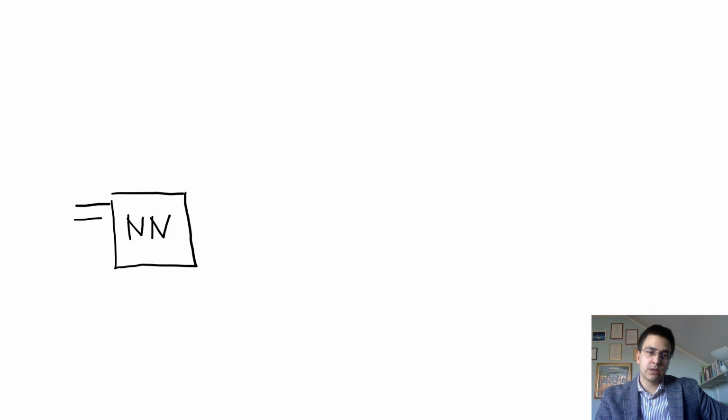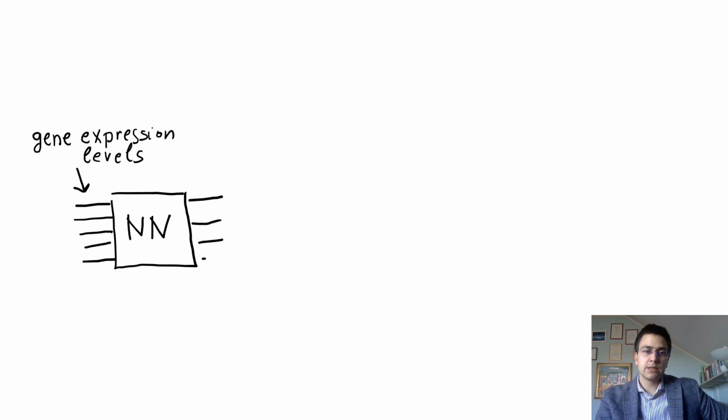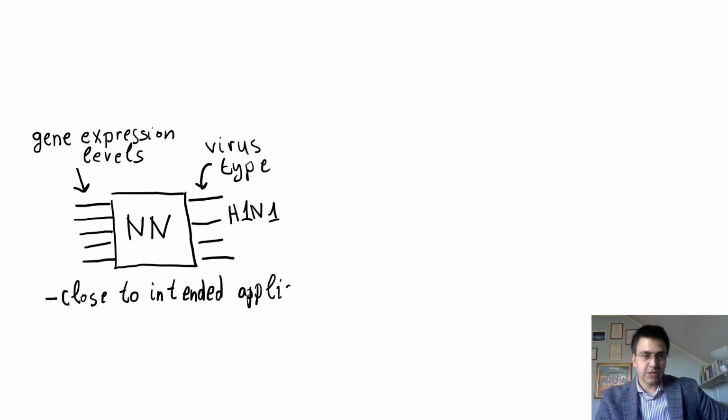So next we move to datasets that are more closely aligned with the intended usage of this technique. For that, we take a neural network that on its inputs receives gene expression levels and is trained to predict the virus type, the virus that's present. This neural network is of course trained in silico, then translated to a chemical network to confirm behavior. This is more closely aligned to the intended application because gene expression levels are naturally available within cells.